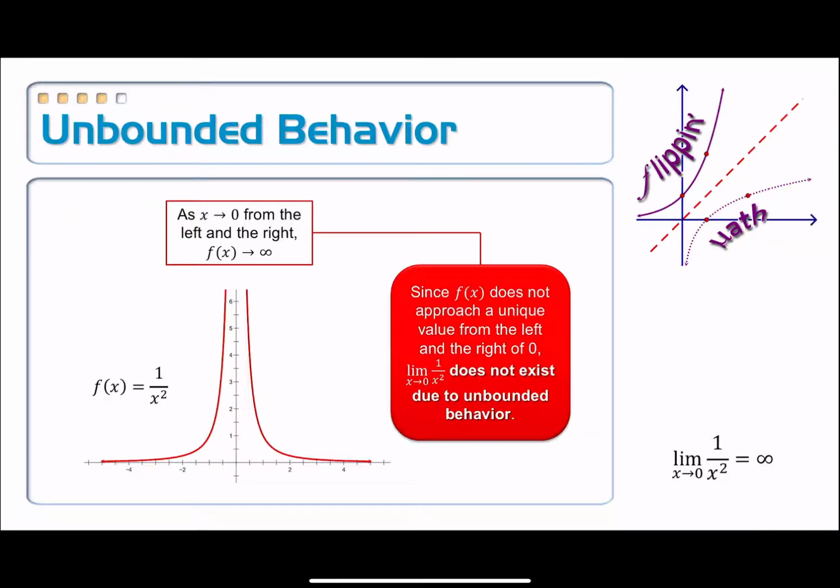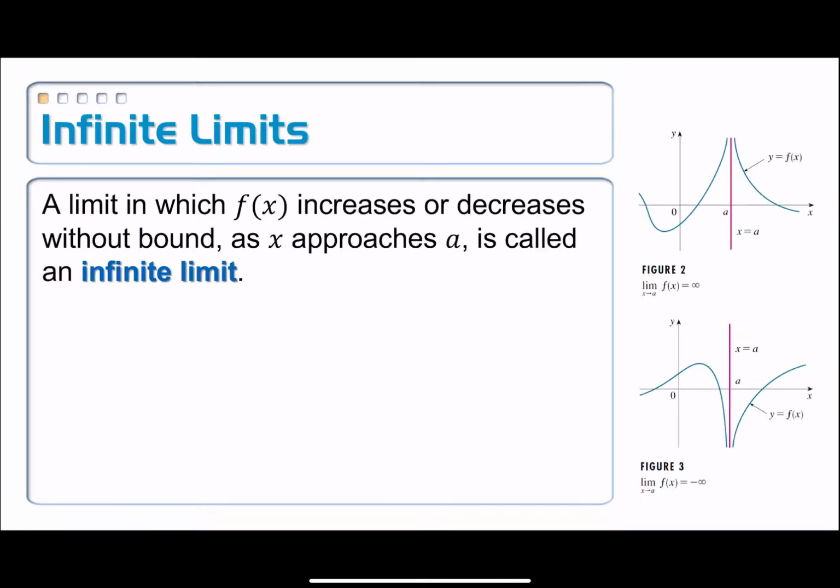Now let's take a closer look at unbounded behavior, another reason a limit could fail to exist. In this graph, we saw that f of x is increasing without bound as x approaches 0 from either side. A limit in which f of x increases or decreases without bound as x approaches a, we call an infinite limit. We get one for increasing and one for decreasing.